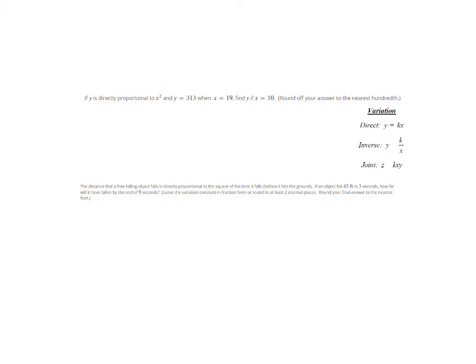Let's try one. This first example says if y is directly proportional to x squared. So I'm going to tweak that direct variation, and it's going to read y is directly proportional to x squared. So I have to square that x. Then they'll give you a scenario where they give you everything except that constant, the k value. So you fill in what you know. It says y is 313 when x is 19. And your goal here is to figure out the constant of variation for this particular problem.